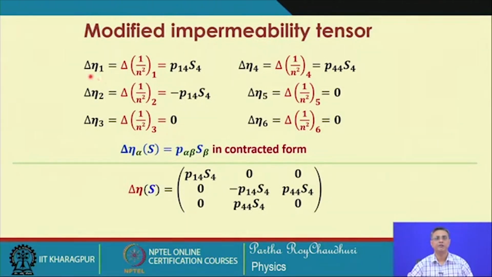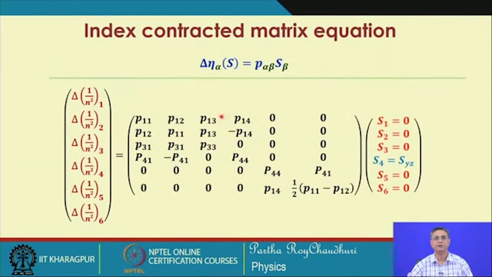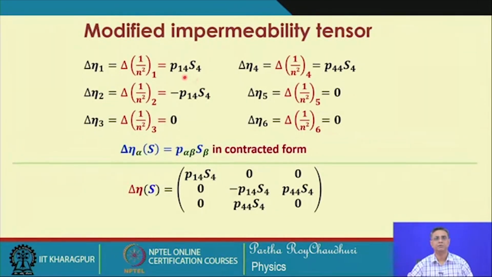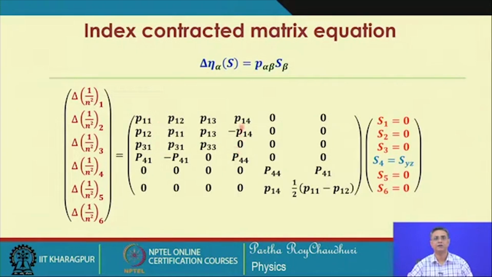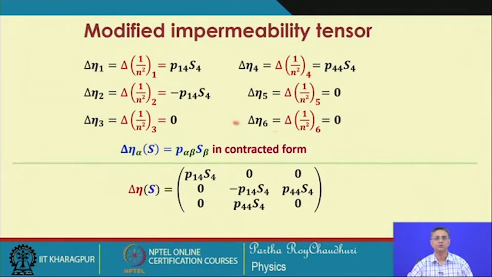So, we can write from here delta eta 1 is equal to P14 S4, delta eta 2 will come from here as minus P14 S4, and delta eta 4 will be P44 S4, which is very clear from here: P14 S4, minus P14 S4, and P44 S4. So, these are the only non-zero elements of this delta eta tensor.